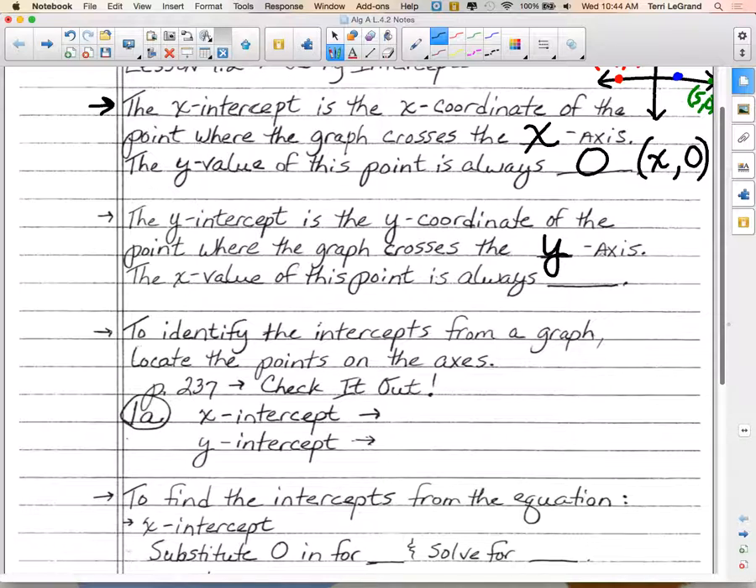The y-coordinate of the point where it crosses the y-axis. Well, now we're on the y-axis, and I'm going to put a point on the y-axis right here. I'm going to say this is ordered pair 0, 1. I went up from the origin 1, I didn't go left or right. So the x value is 0, the y value is 1.